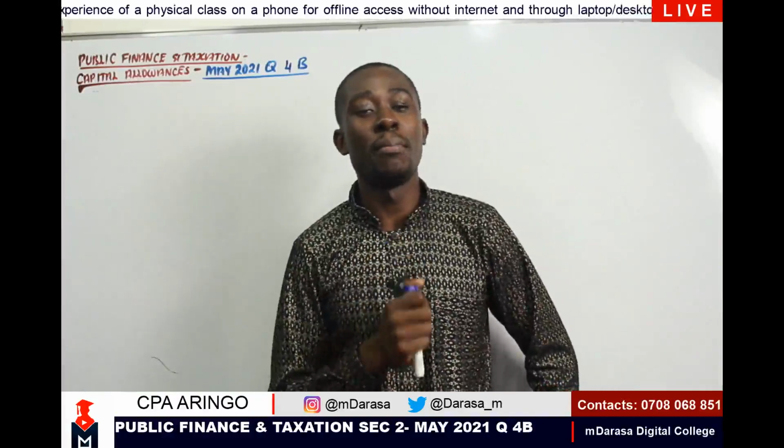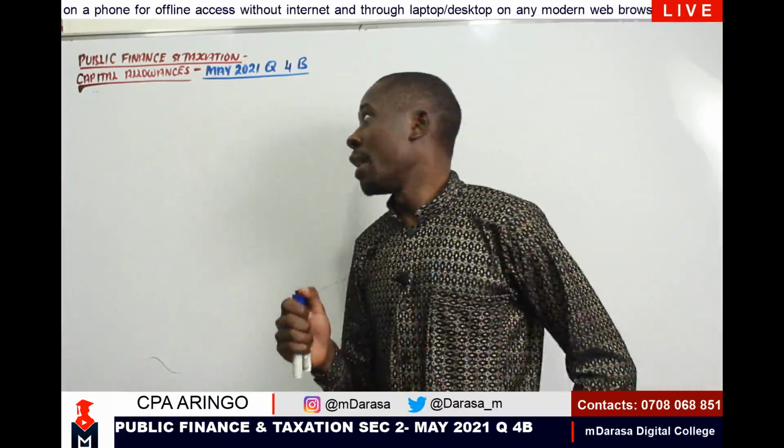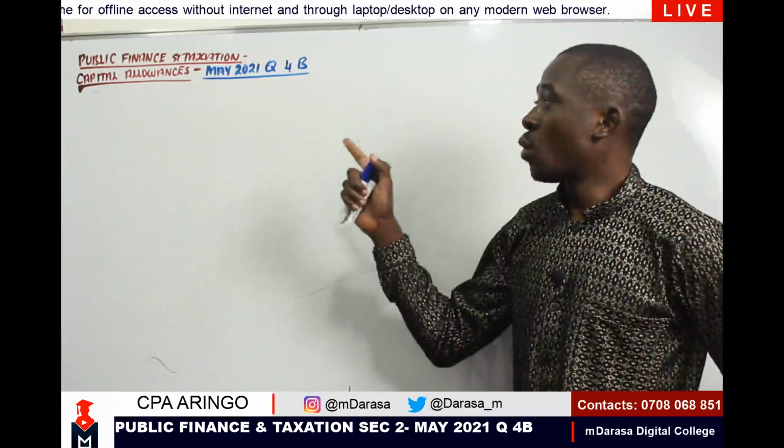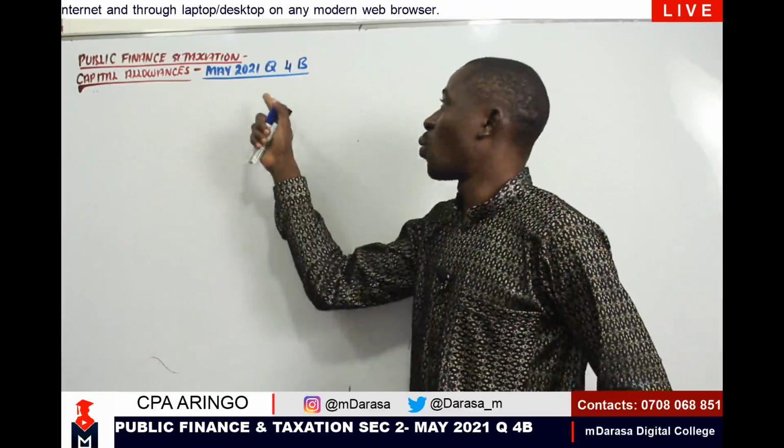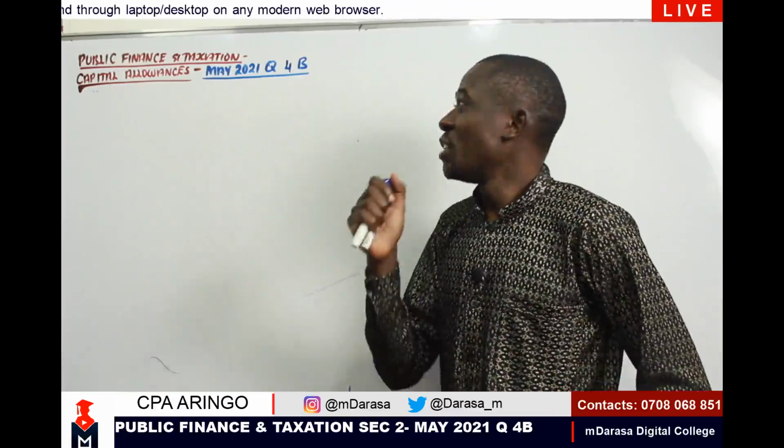And today's class, we are going to look at public finance and taxation. This is section 2, and our area of concern is capital allowances. The question that you are going to handle was tested in May 2021, question number 4B.